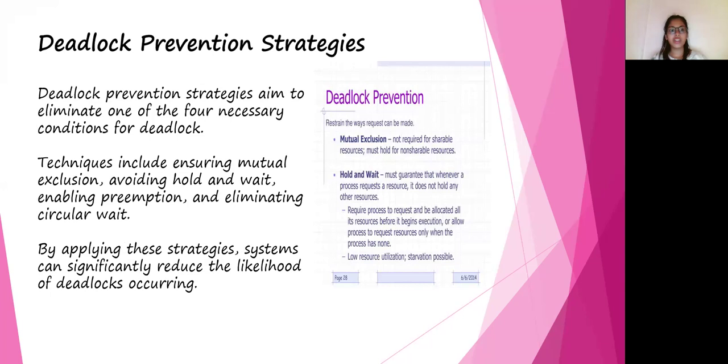Deadlock prevention strategies. Deadlock prevention strategies aim to eliminate one of the four necessary conditions for deadlock. Techniques include ensuring mutual exclusion, avoiding hold and wait, enabling preemption, and eliminating circular wait. By applying these strategies, the system can significantly reduce the likelihood of deadlocks occurring.